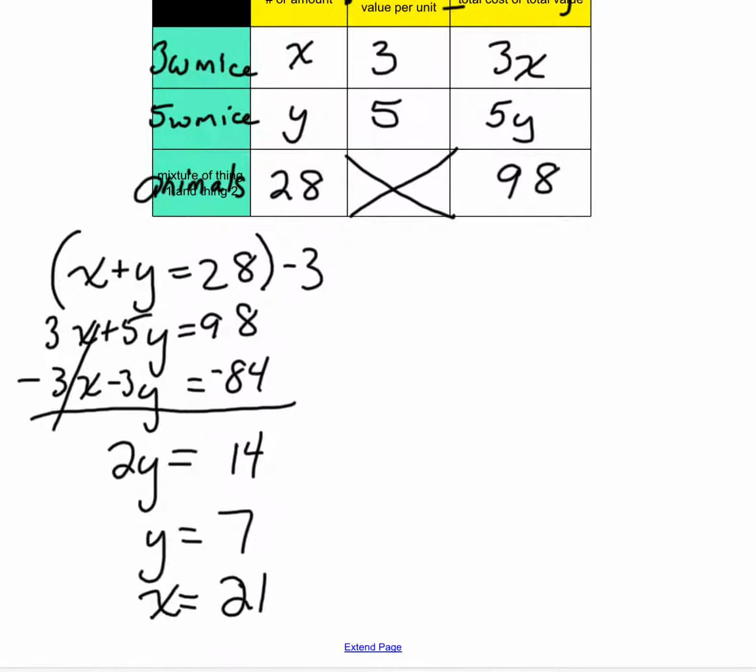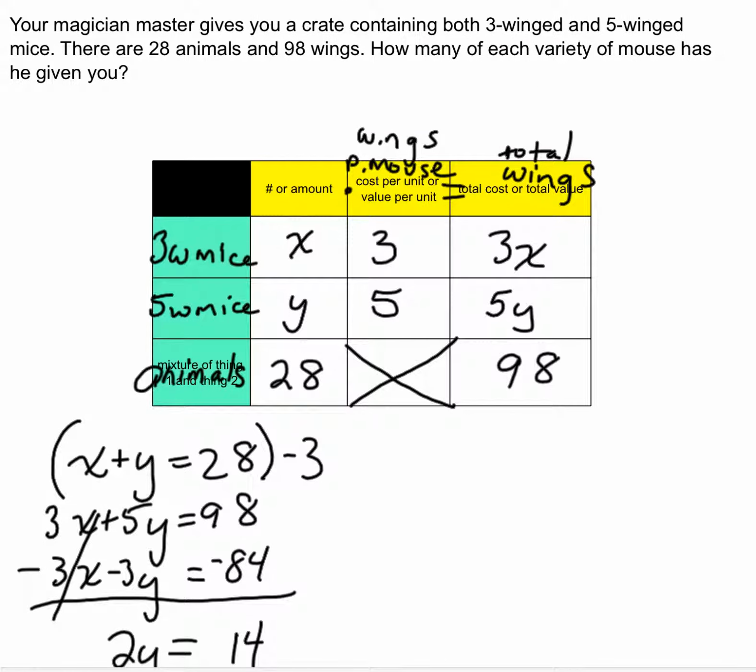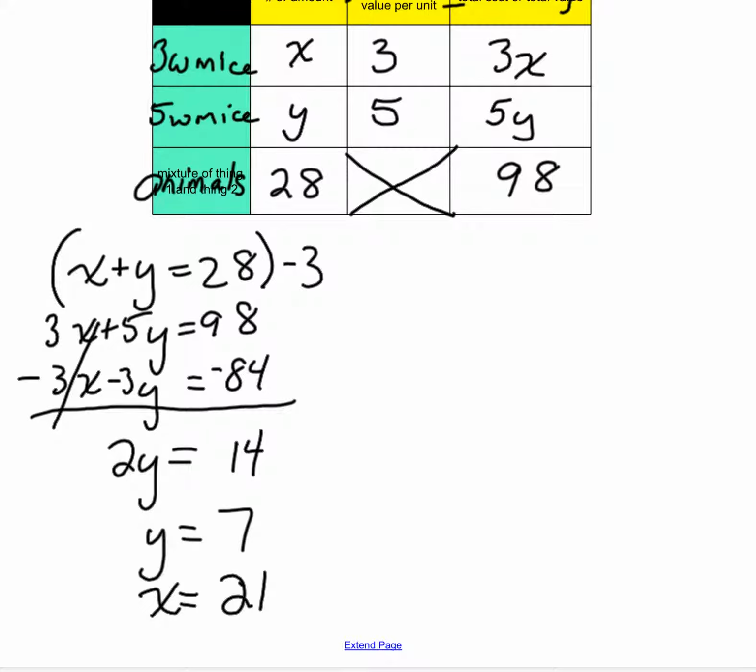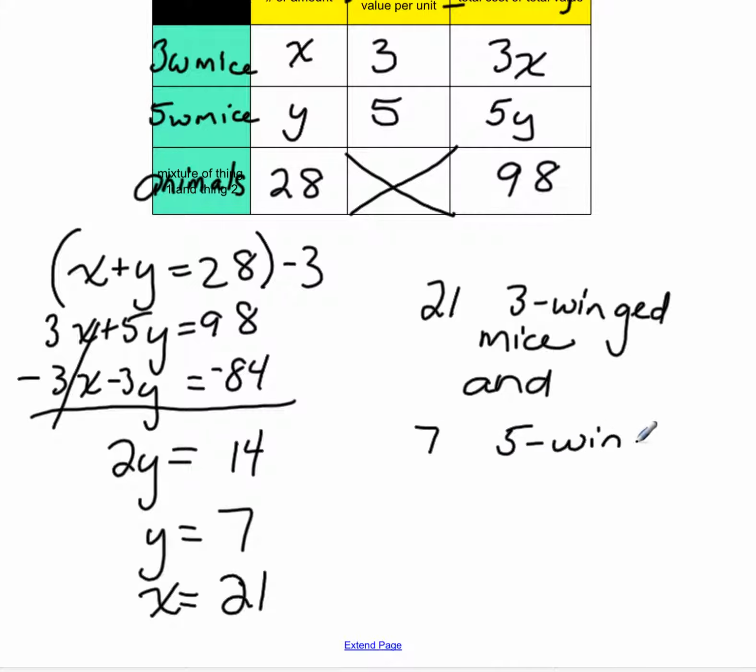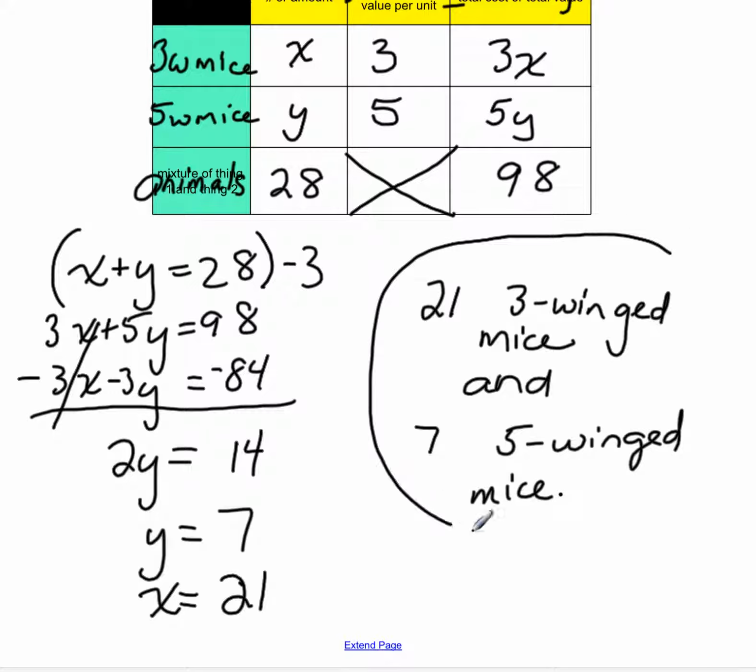If I go back up to what it was asking me, it says, how many of each variety of mouse has he given you? Okay, and now I can answer the question. 21 3-winged mice and 7 5-winged mice. Done.